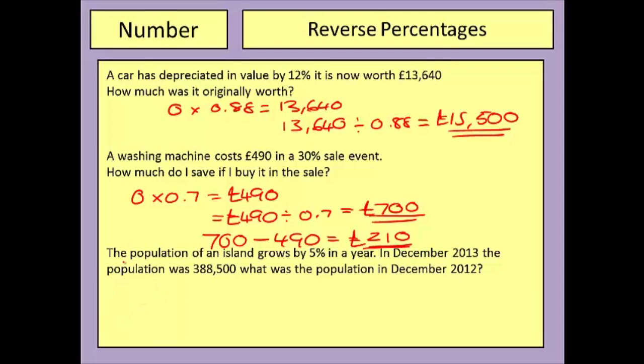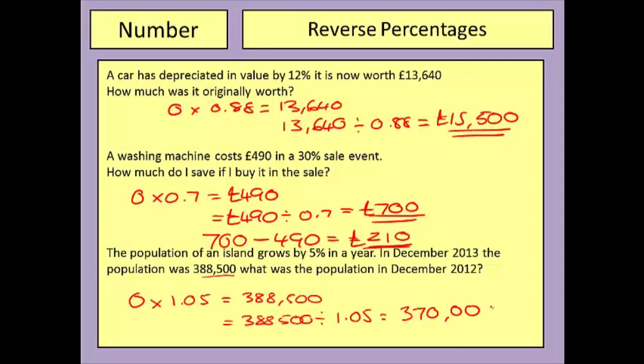In question number 3, the population of an island grows by 5% in a year. In December 2013 the population was this. What was the population in December 2012? So the original amount here, the population in December 2012, was multiplied by 1.05 to get the new population of 388,500. So again I'm going to reverse this calculation around. 388,500 divided by 1.05, which will give me the population last year, which is 370,000.